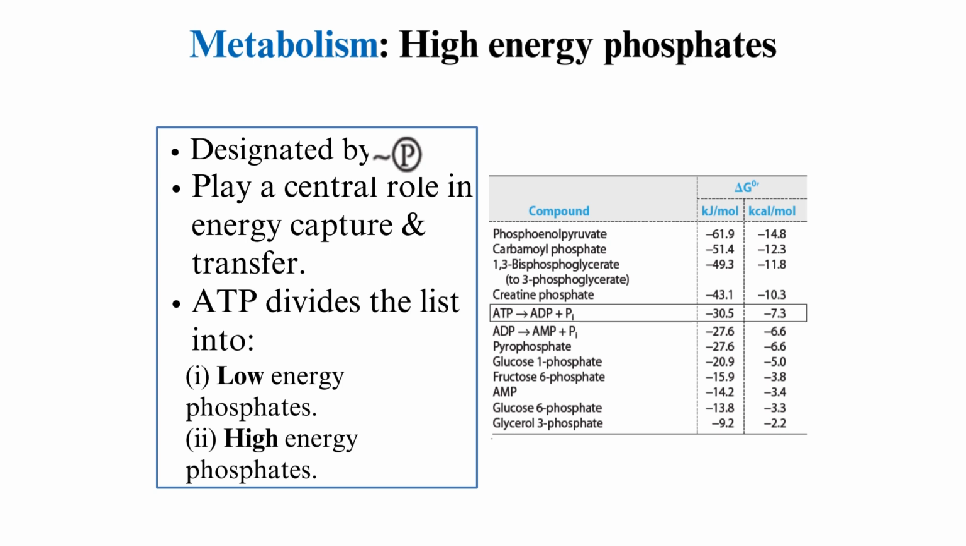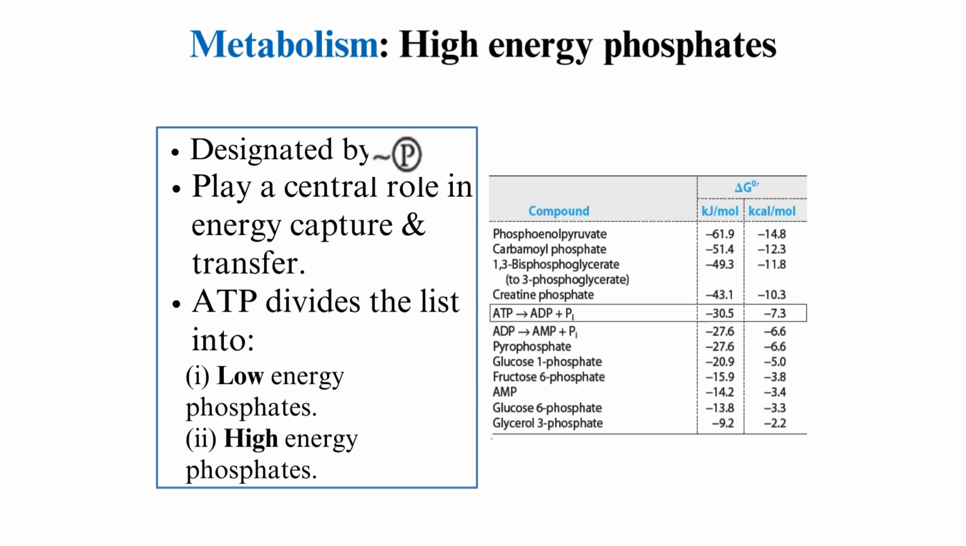High energy phosphate is referred to using this symbol. It plays a central role in energy capture and transfer, as we said. It is one of the forms of coupling exergonic and endergonic reactions. The ATP, as you can see here, is in the middle of the list of high energy compounds.